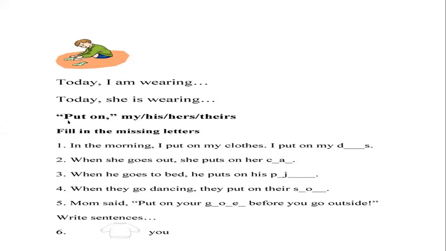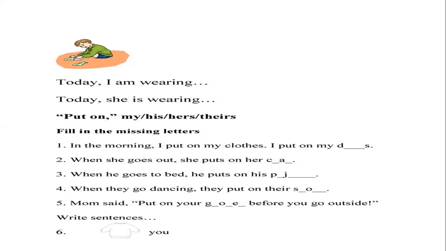El otro verbo que le quiero presentar es put on. Put on es cuando yo me pongo, ¿verdad? Me visto, me pongo encima. Put on my, por ejemplo, for example, in the morning I put on my clothes. En la mañana me pongo mi ropa, ¿verdad? I put on my dress, me pongo mi vestido.